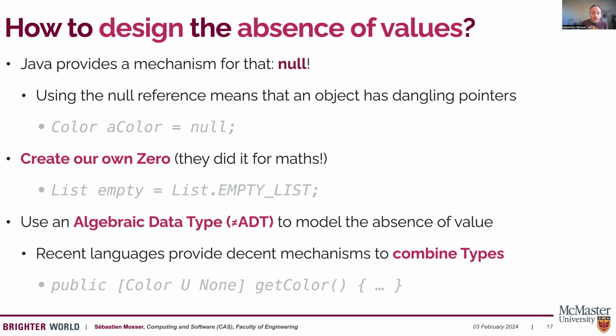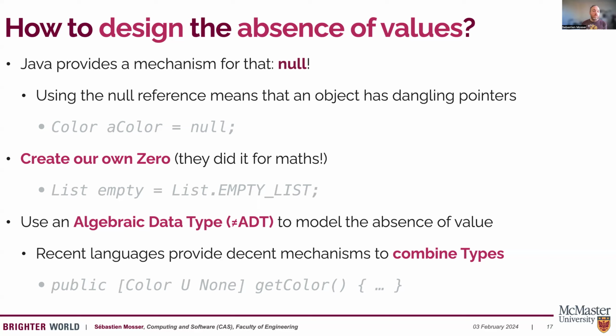Another option is to create my own zero. I mean, if I want to create a list that contains nothing, I can ask the list class to give me the empty list. That's how Java works, actually. Math did it. They needed to represent the absence of value. Well, they created zero. So that's kind of an option that can exist in my system.